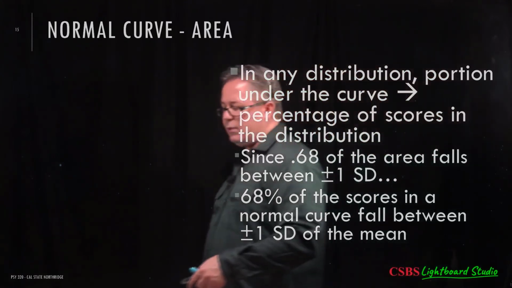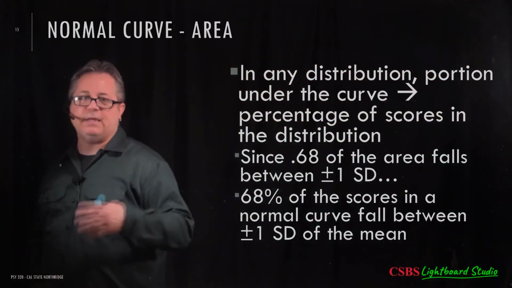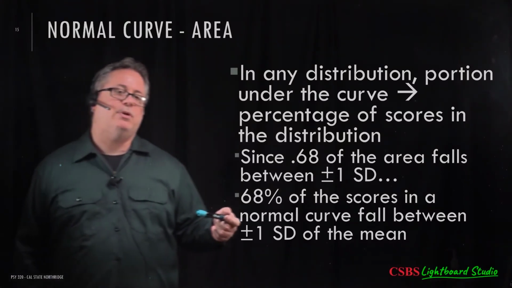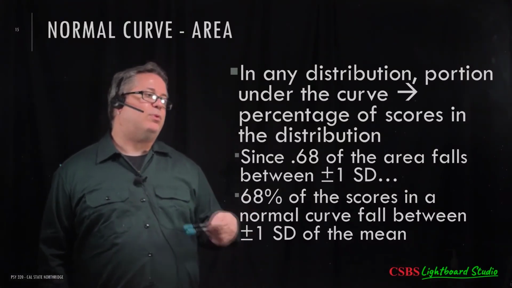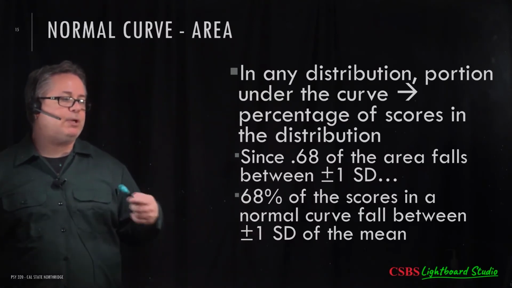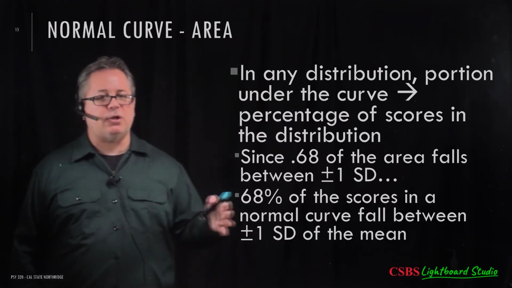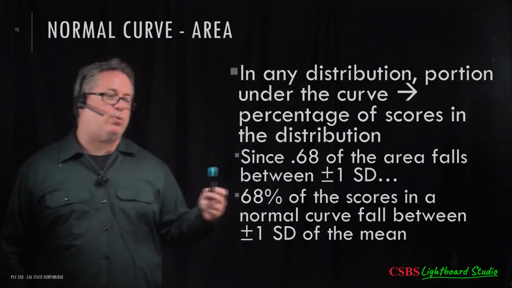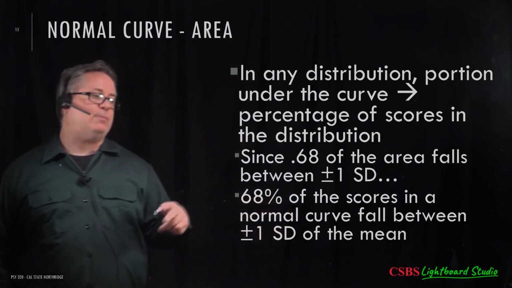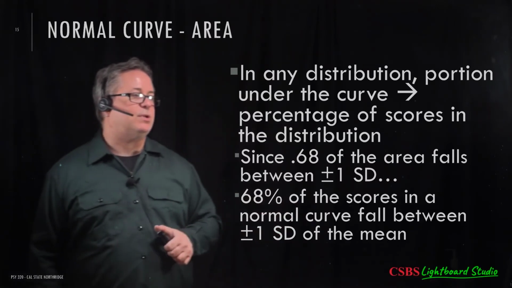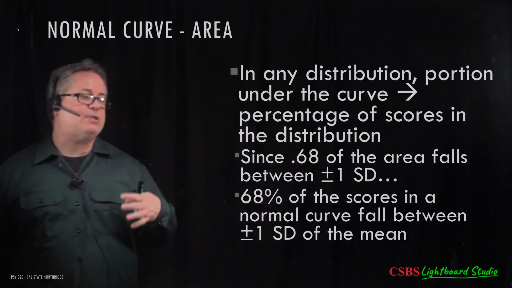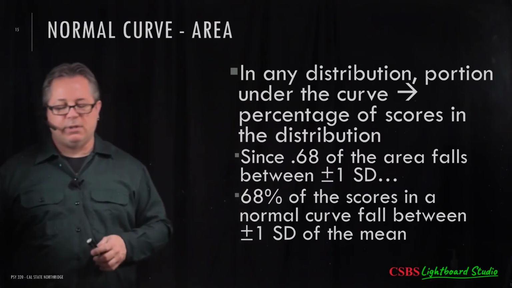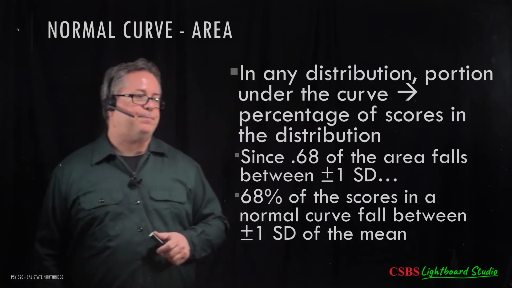So the normal curve and this whole idea of density and area: in any distribution, the portion under the curve can be interpreted as the percentage or probability of scores in the distribution under those values in the curve. So since 68, or 0.68, of the area falls between plus and minus 1 standard deviation, then we assume that 68% of the scores are going to fall under the normal curve between -1 and +1.